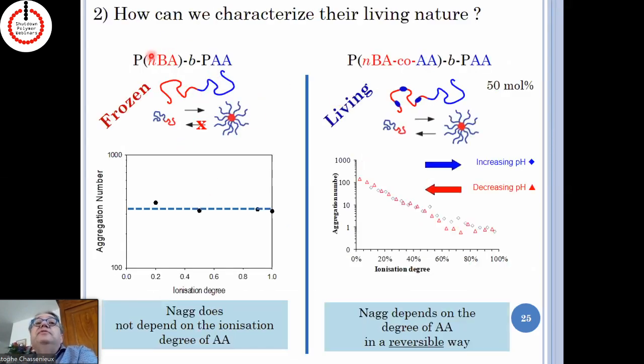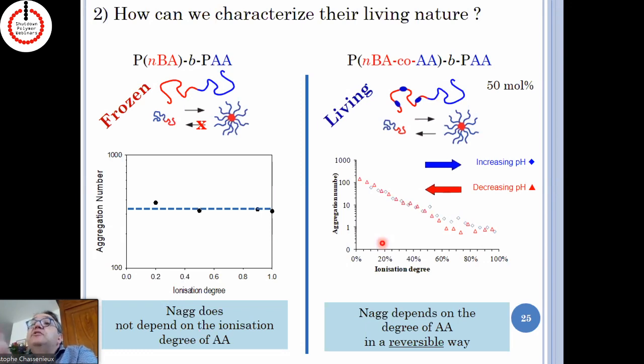So if I look at the aggregation number as a function of the ionization degree for a frozen system, you can see that the aggregation number, which is the number of polymer chains inside the micelle, is constant whatever the ionization degree. But for a living system, the aggregation number decreases by almost 2 orders of magnitude as long as you ionize your system. And you can see that it's perfectly reversible. So we could conclude that this system is completely living.